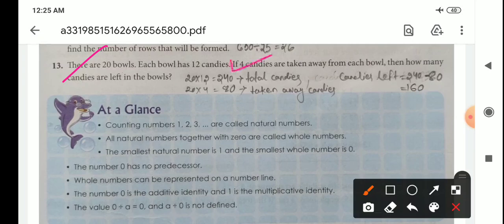Then if 4 candies are taken away from each vowel. Okay, each vowel means total candies taken away we have to find out first. Then 20 multiplied 4 equal to 80. Then children, you subtract total candies and taken away candies. Then we find out 160. So 160 candies are left in the vowels.